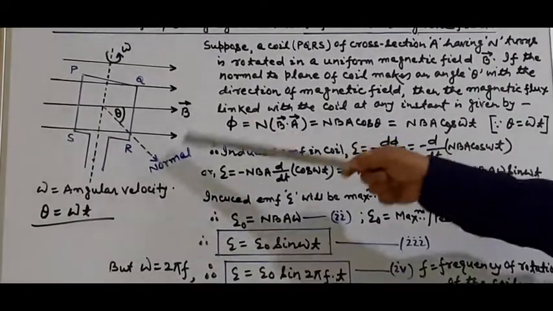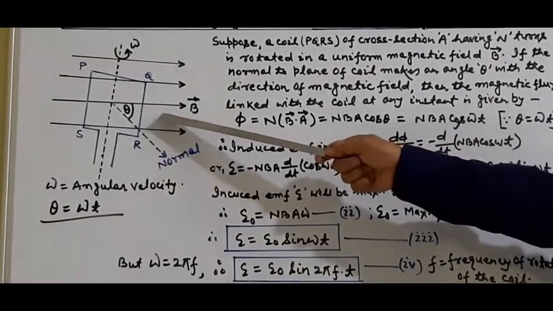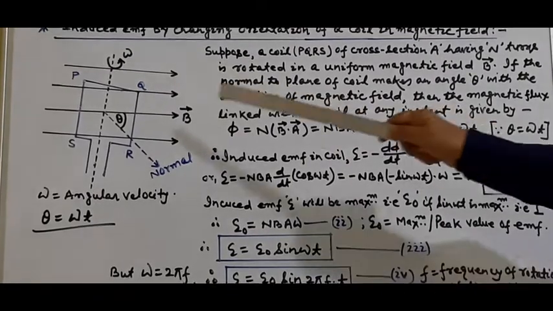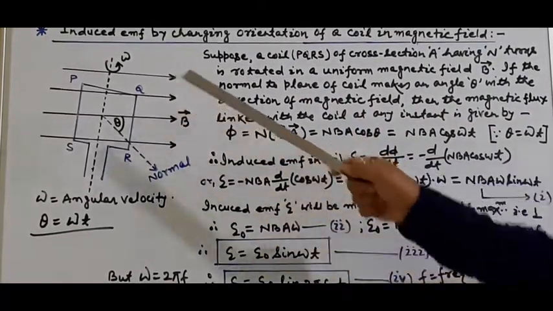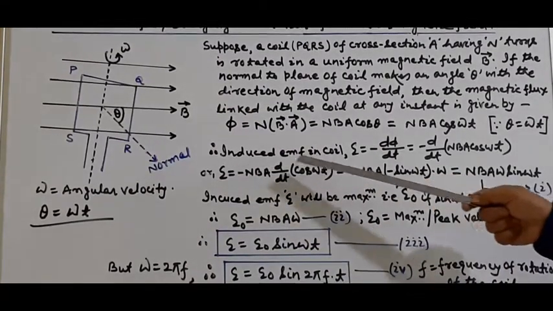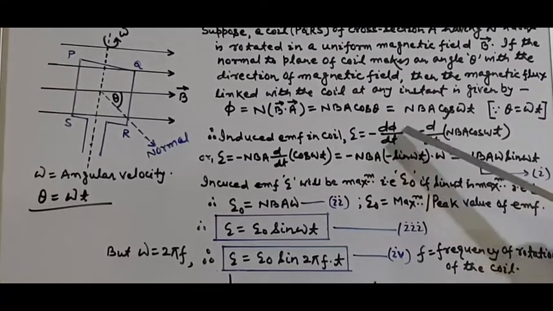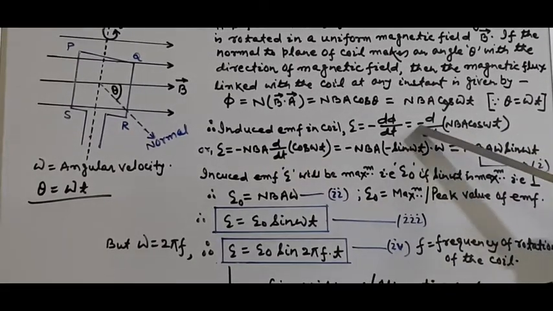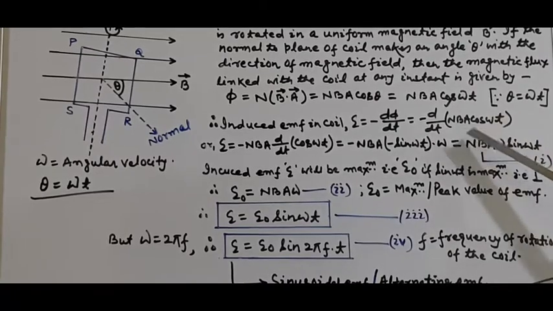Students, as this coil rotates in the magnetic field, the magnetic flux linked with the coil will change, as a result of which the EMF will be induced in the coil. So how can we calculate that induced EMF? From Faraday's law of electromagnetic induction, we have the formula: induced EMF in a coil is equal to minus d phi by dt. Here in place of phi, put the value NBA cos omega t, so E is equal to minus d by dt of NBA cos omega t. Now differentiate this.